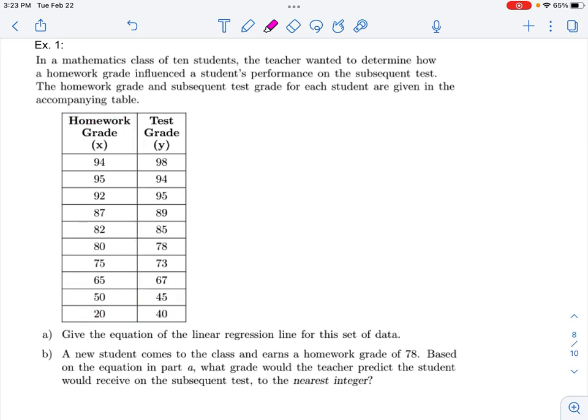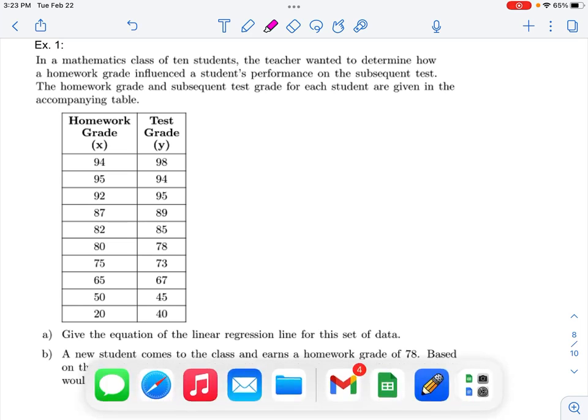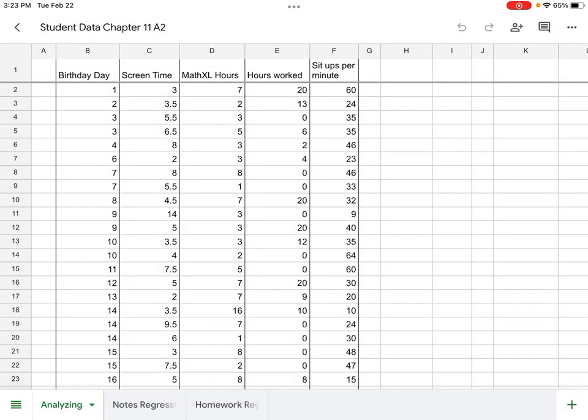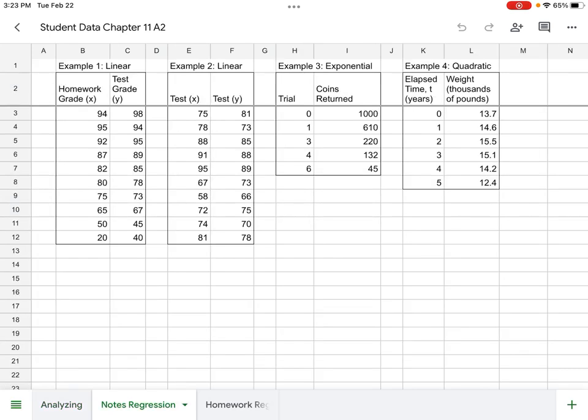Now, the other day, I sent you an email that had a link to a Google Sheet. If you pull that up, you will see that there are tabs along the bottom. One says analyzing, one says notes regress, and one says homework reg, which stands for homework regression. I want you to click on the notes regression, and you'll notice that all of the information that you need for these notes is within that tab.